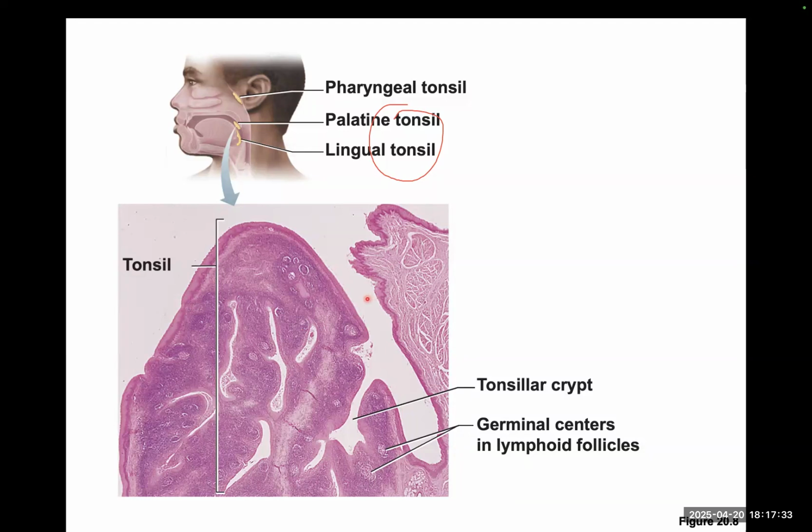And that's it for the lymphatic system. And hopefully you guys know a little bit more about T cells and B cells function now.